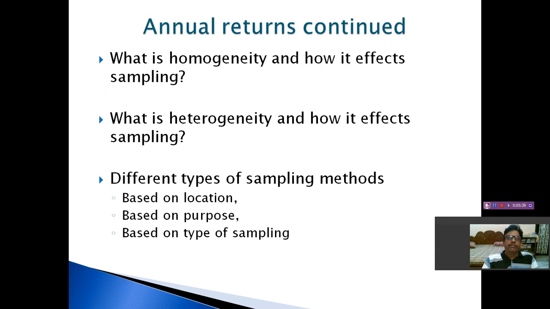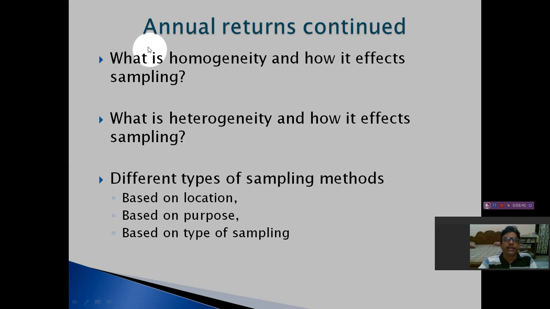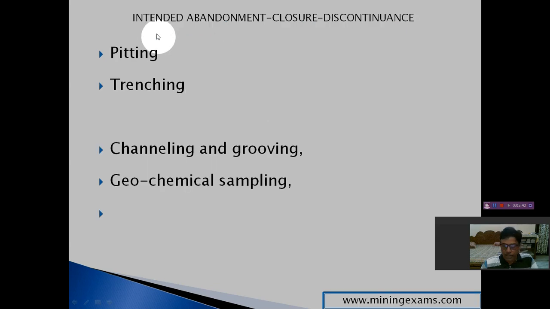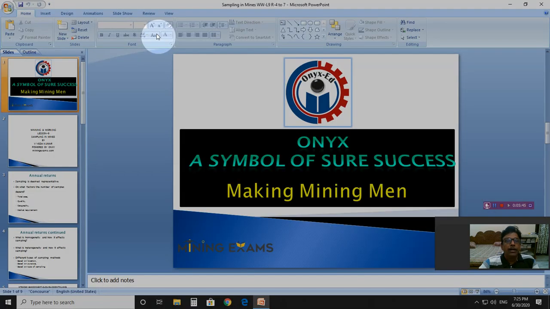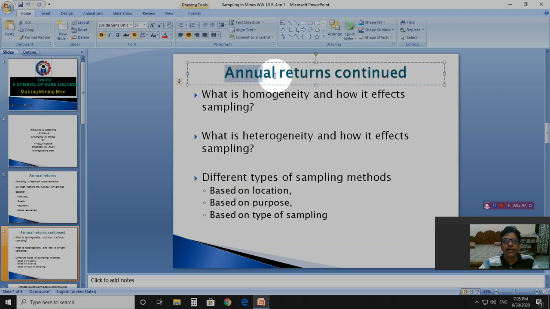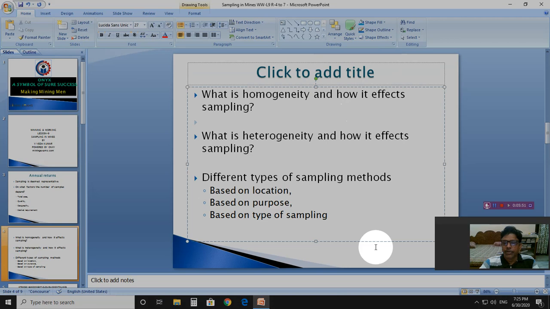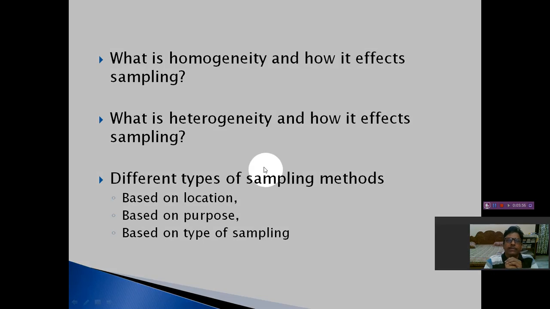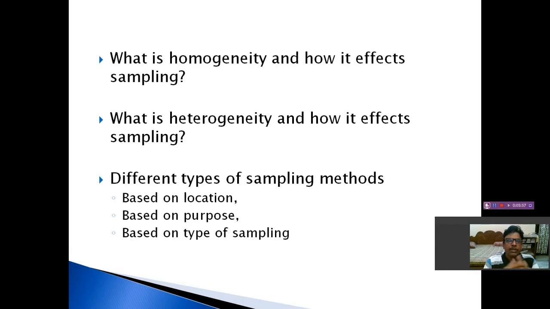Next, one more term. I am very sorry, in this slide there is a mistake, like this "annual returns continued." I am very, very sorry for it. Okay, now back. What is homogeneity? One example: you can call your rice homogeneous, and wheat flour homogeneous.